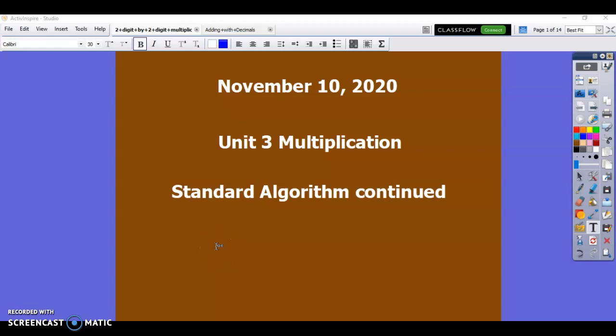Hey guys, happy Tuesday. It is November 10th, 2020. We are on our Unit 3 of multiplication, the standard algorithm continued.